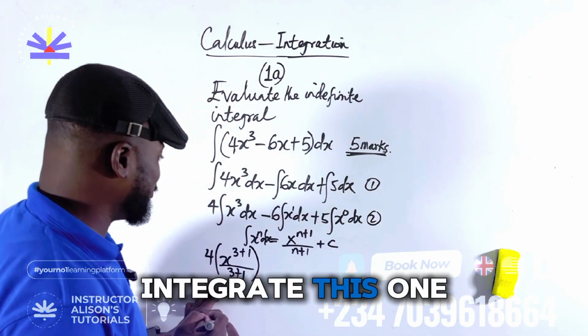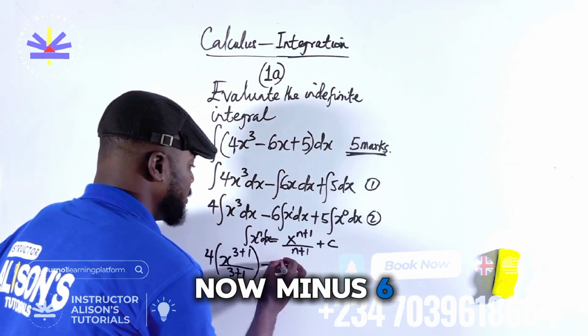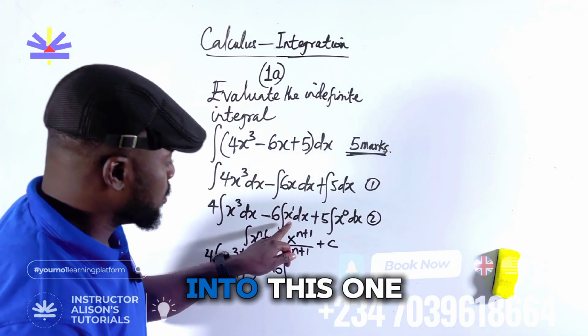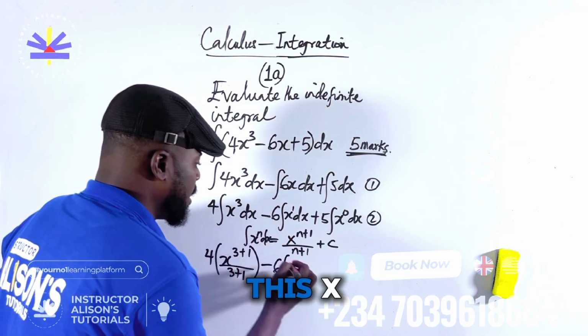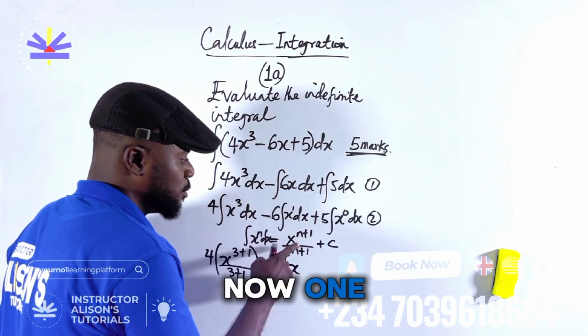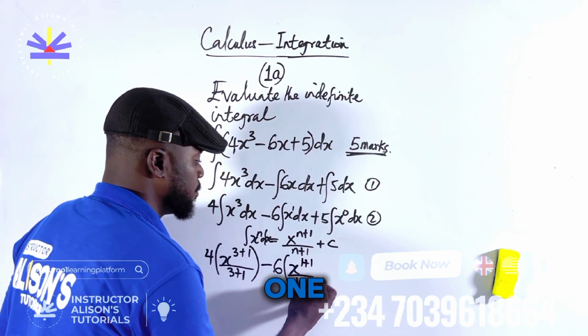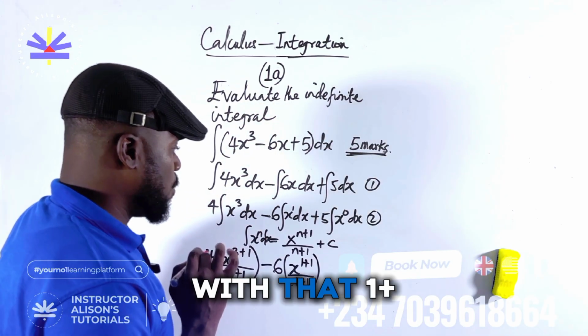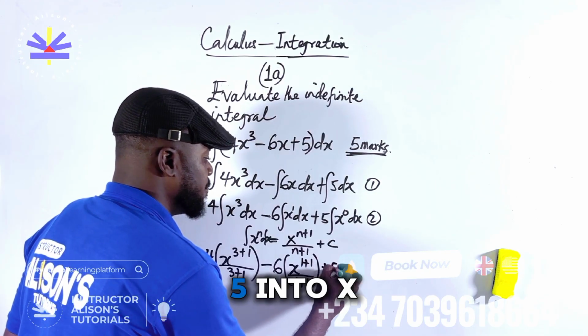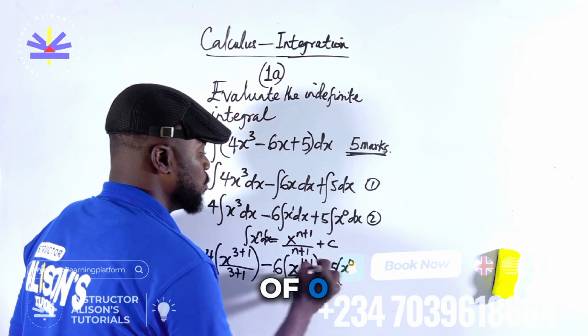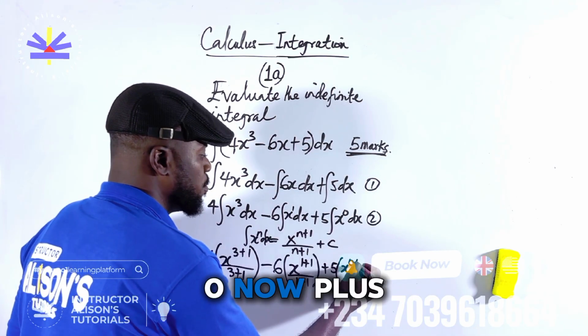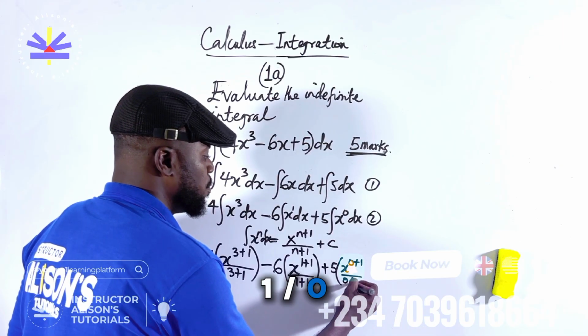So I don't integrate this one now, minus 6 into this one. This x, the power we see is 1. So anywhere I see n, 1 plus 1 divided by 1 plus 1. I finish with that one. Plus the last one, 5 into x to the power of 0. The n will be 0 now, plus 1 divided by 0 plus 1.